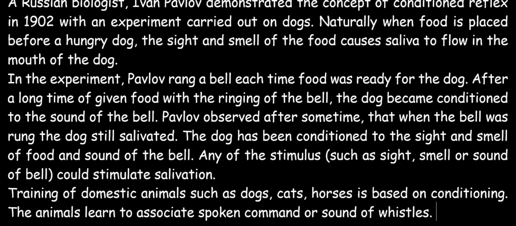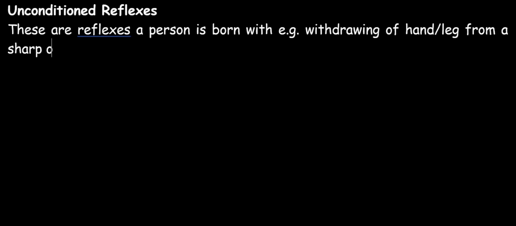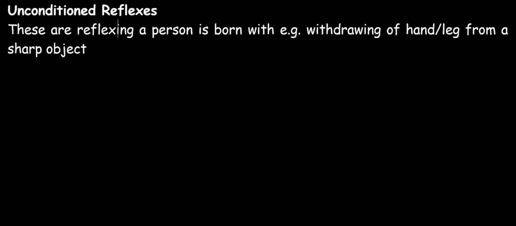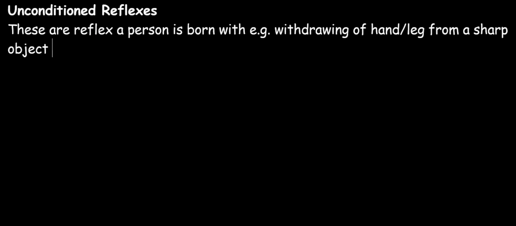Having looked at the concept of conditioned reflex, let us talk briefly about unconditioned reflexes. What are unconditioned reflexes? Unconditioned reflexes are reflexes a person is born with. That is, they are not learned. For example, when your hand touches a sharp object, you withdraw your hand from it. Such a reflex is not learned. Also, when your hand touches a hot object, you withdraw your hand from it. So, unconditioned reflexes are reflexes that we are born with.